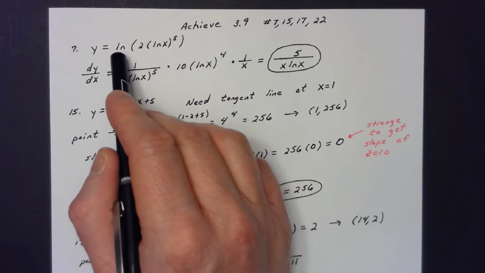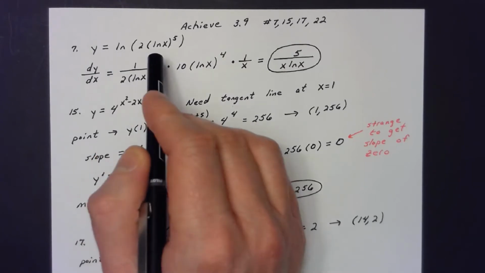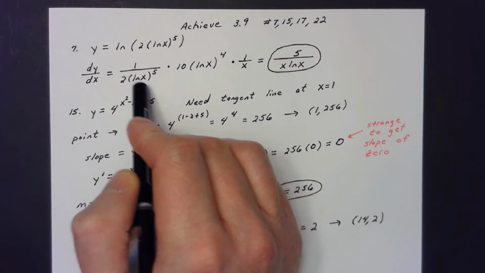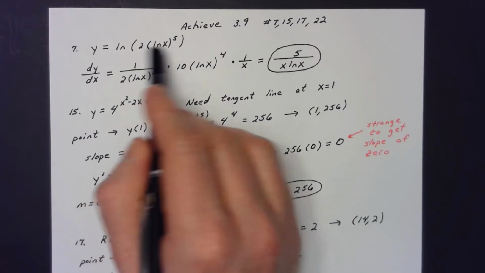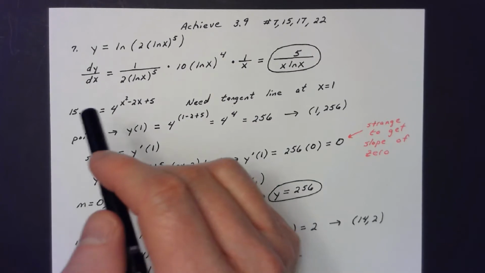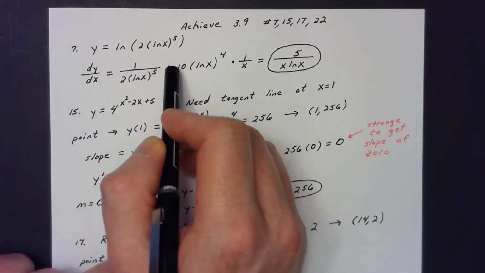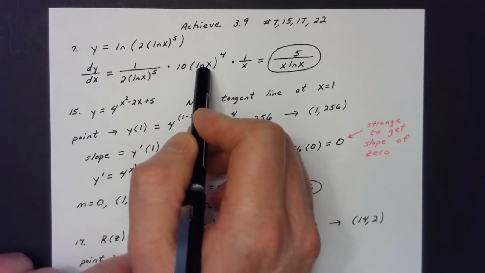The first layer is the derivative of any logarithm is always going to be 1 over whatever's on the inside of the logarithm. So I said, well, what's on the inside of it clearly is 2 times the group natural log of x raised to the fifth power. Then you have to say times the derivative of what was on the inside.